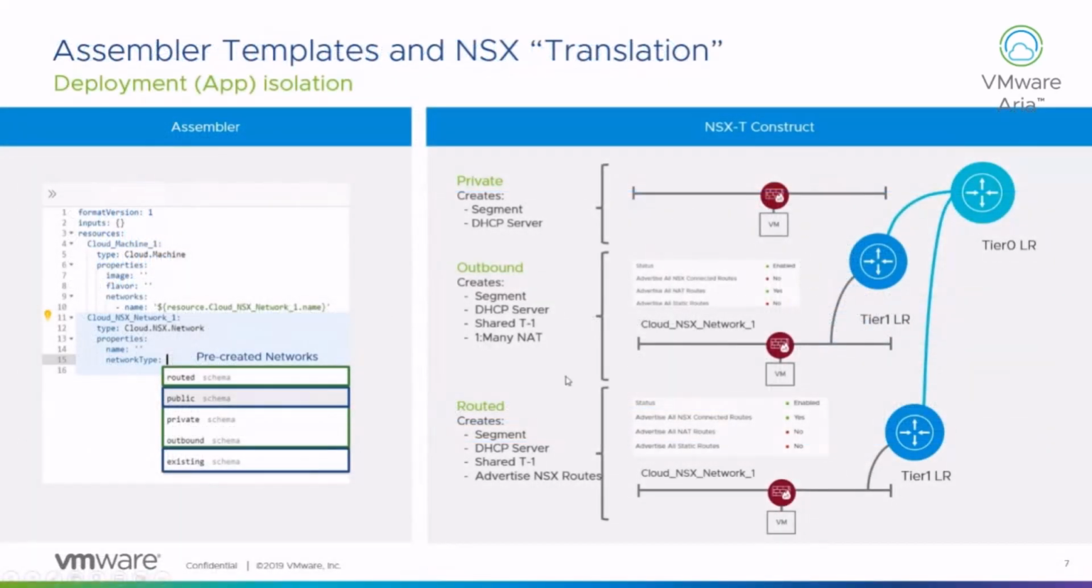To give you an idea of the deployment, what is referred to in assembler and how it does it on the NSX-T side, we'll start with the top here, which says private. If you select a private network, it creates a segment and enables DHCP on that segment. As you can see, this segment is not connected to a tier 1 or anything for that matter. The only communication available here is that the workloads on the private network will communicate among themselves.